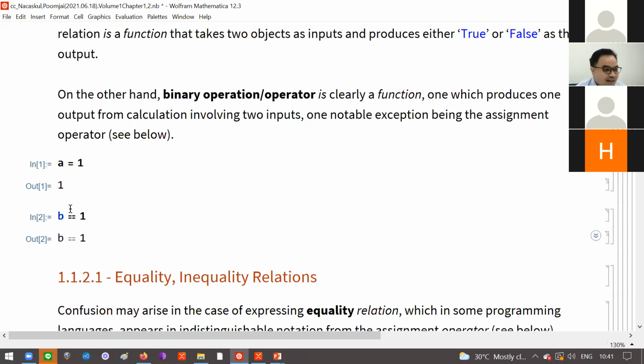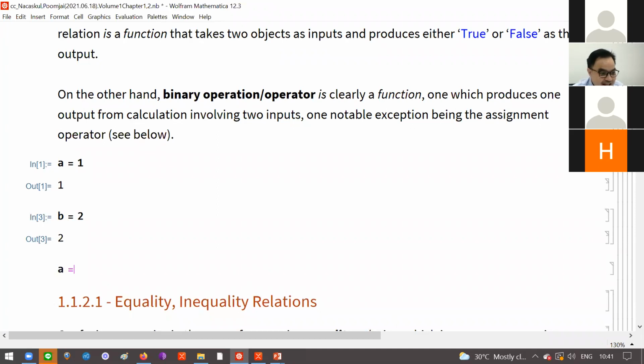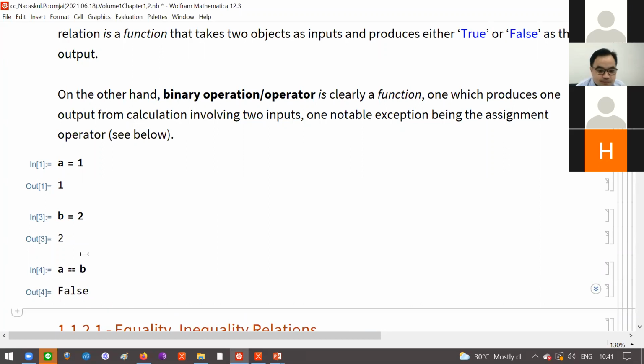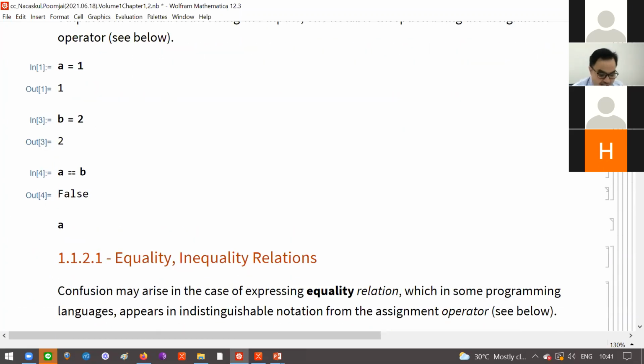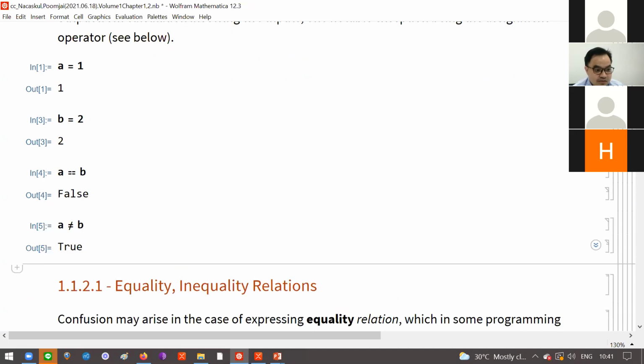Now, let's make B equal to 2. Go back, shift enter. Now you get B is equal to 2. Now we can do some kind of assertion. For example, is A equal to B? False. Is A not equal to B? You put an exclamation mark and equality, and automatically it turns into inequality. It's not equal to B. True.